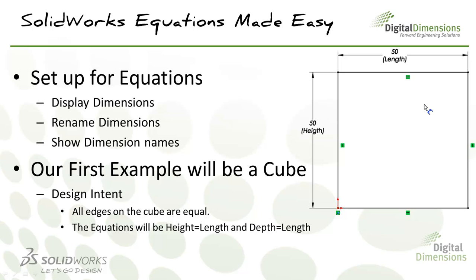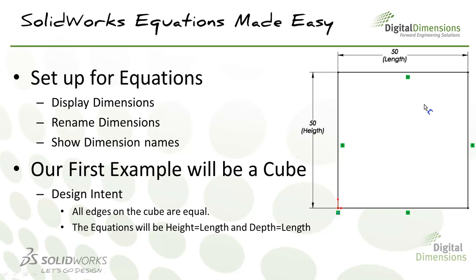The other things that we may want to do is show the dimension names. That way we can tell which dimensions have already been given a name. And then finally, after we've extruded our cube here, we may want to see all of our dimensions, those from the sketch as well as from the features, so we can show those dimensions as well.